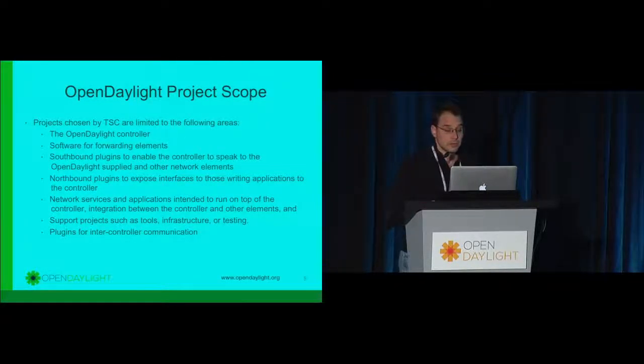And southbound plugins to enable a controller to speak to different network element types using different protocols. So things like netconf, OVSDB, PCE, for example, things like that. And then network services that are built around the controller and then communicate to the controller through northbound plugins and interfaces, such as JSON and so on. And that's kind of where I mentioned the very interesting innovations that I think are going to happen around the controller are going to come. And I forgot, plugins for intercontroller communication, although I don't think that's been really worked on yet.